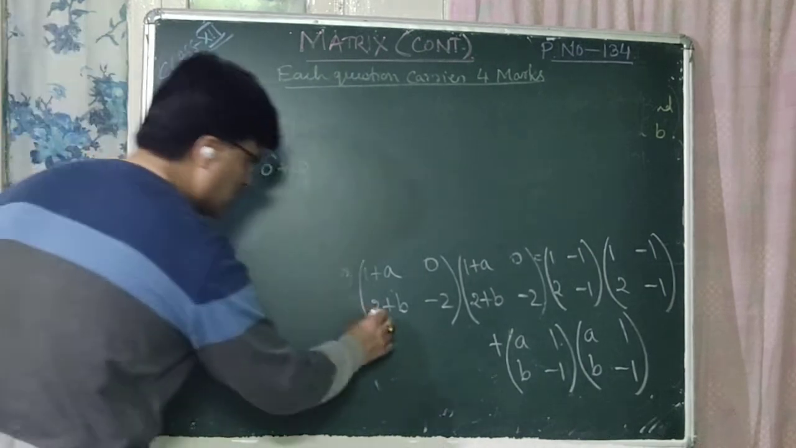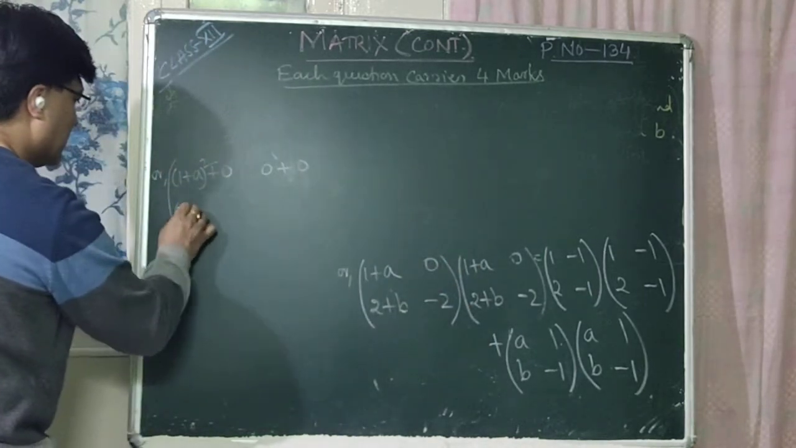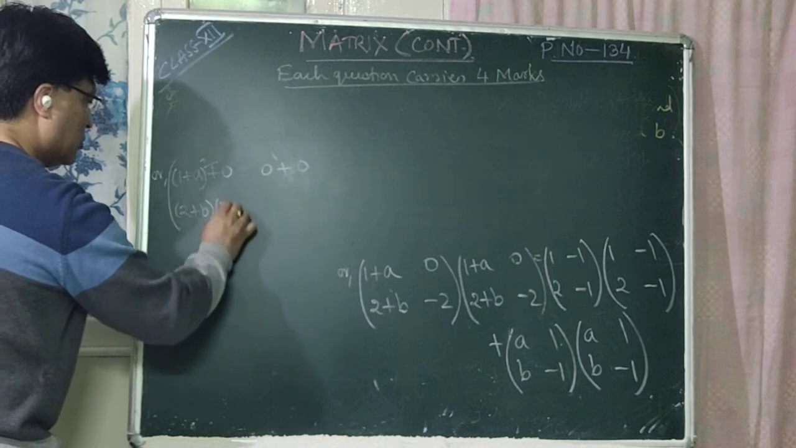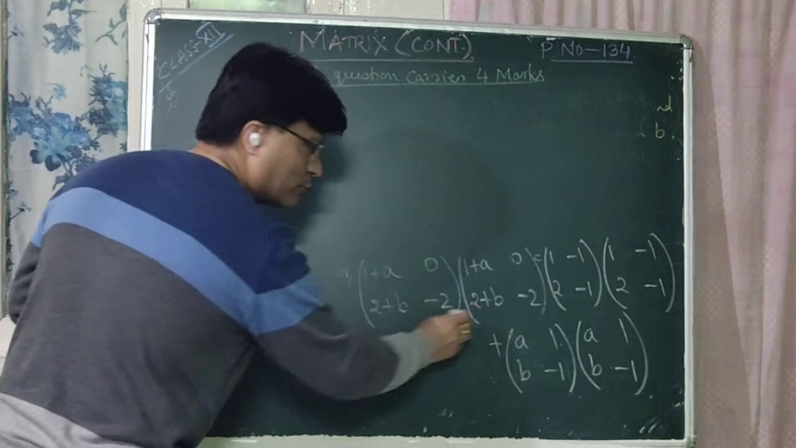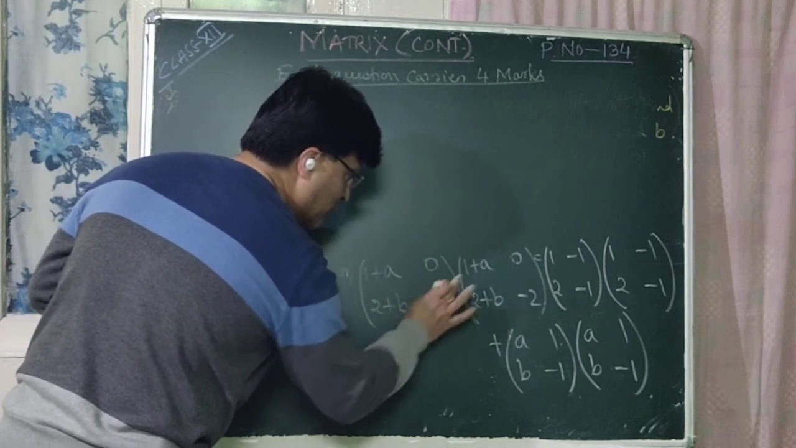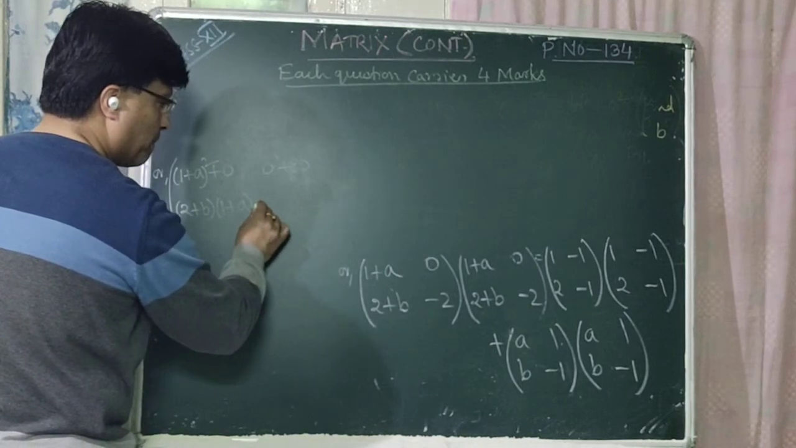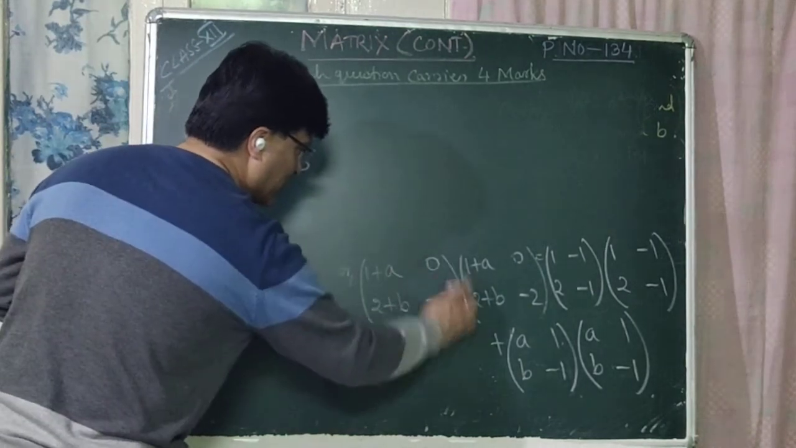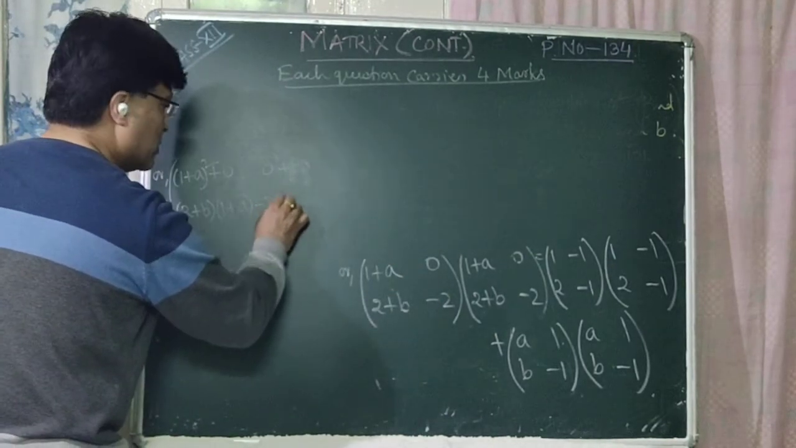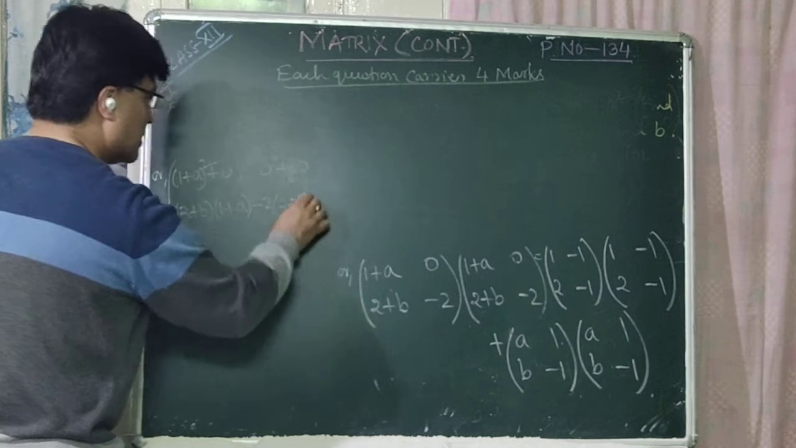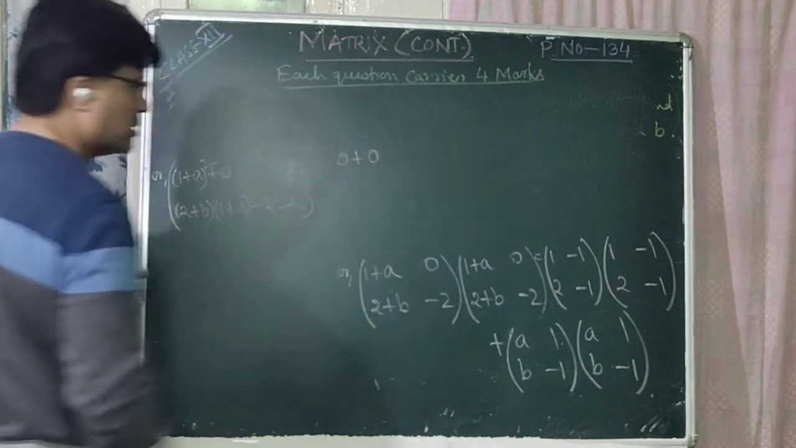So next, second row by first column. That is, it will be 2 plus B into 1 plus A. Right? Then, minus 2 into 2 plus B. This second element should be multiplied by the second element of the first column. That is, second row by first column: 2 plus B into 1 plus A, then minus 2 into 2 plus B. This is the single element, right? Let us write it here, 0 plus 0. This is the second element.